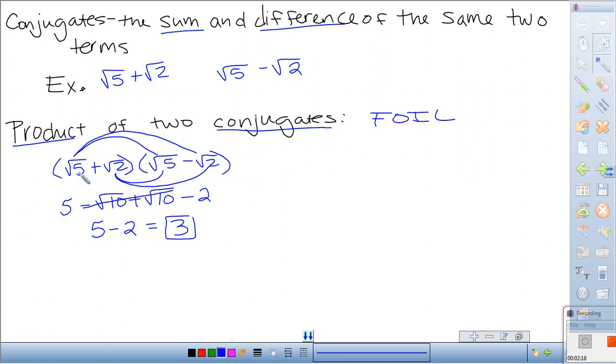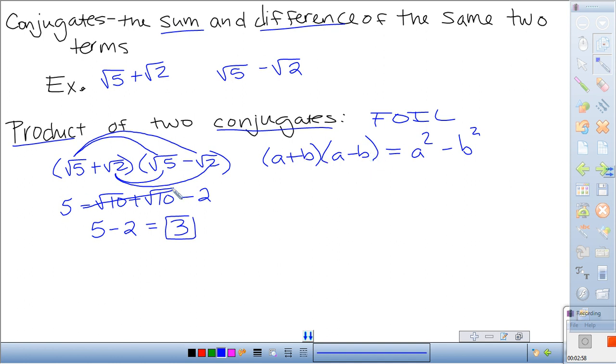You may have also noticed that this relates back to a rule we learned in Chapter 9, A plus B times A minus B. And remember that always worked out to be, when we FOILed it, the difference of two squares, A squared minus B squared. The A times A is A squared, minus AB plus AB. That cancels. The middle term always cancels. And then minus B squared, positive B times negative B.